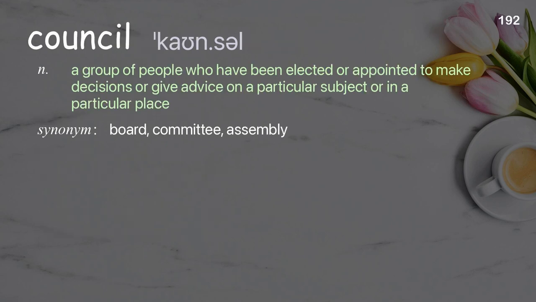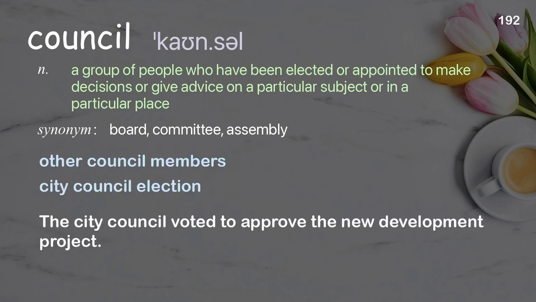Council. A group of people who have been elected or appointed to make decisions or give advice on a particular subject or in a particular place. Examples: other council members, city council election. The city council voted to approve a new development project.